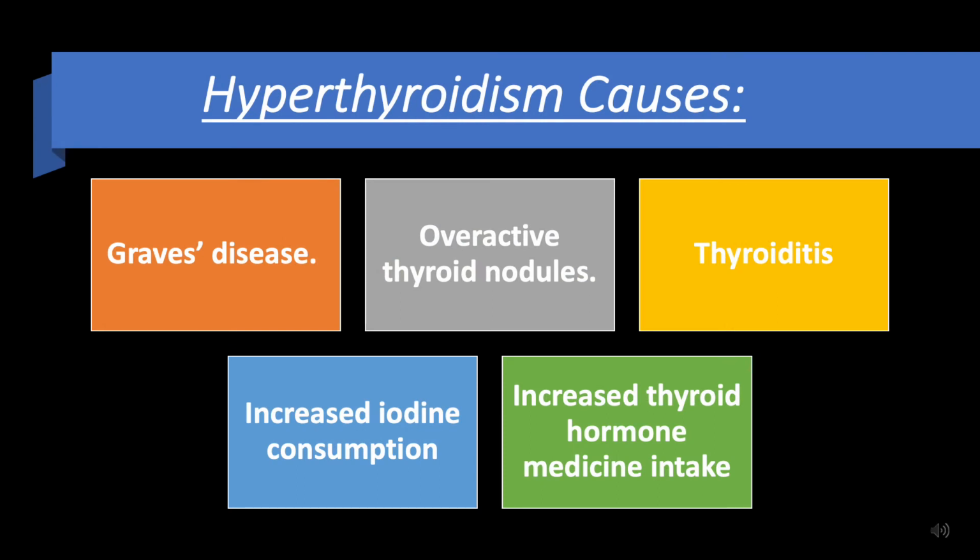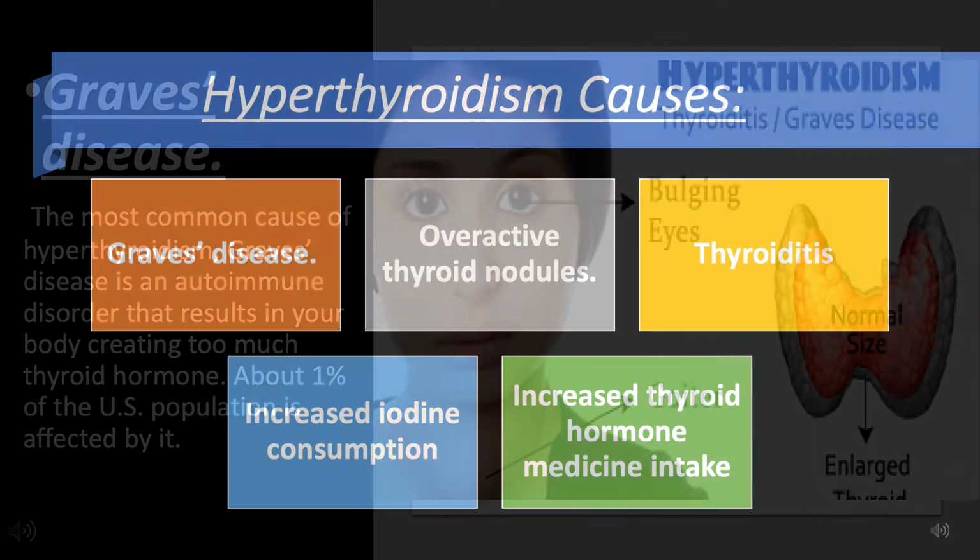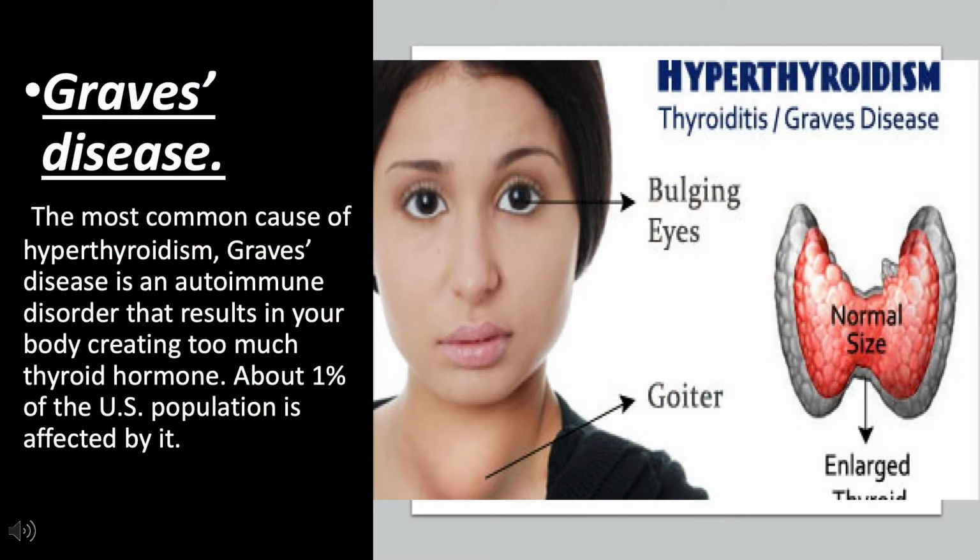Hyperthyroidism causes: Graves' disease, overactive thyroid nodules, thyroiditis, increased iodine consumption, increased thyroid hormone medicine intake. Graves' disease is defined as the most common cause of hyperthyroidism. Graves' disease is an autoimmune disorder that results in your body creating too much thyroid hormone.